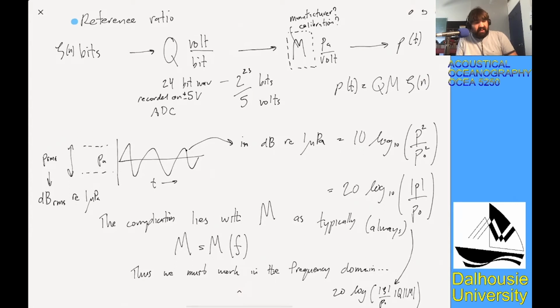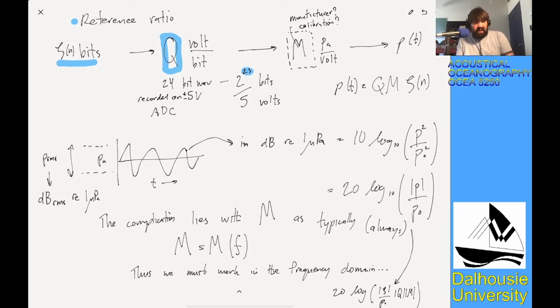And so typically, let's say you have your digital signal here, X[n]. You need some way to convert it from bits to volts. And so to calculate this conversion coefficient, for example, say you have a 24-bit wave file. Well, 23 of those bits are used to count numbers. 1 bit is used to mark a sign.